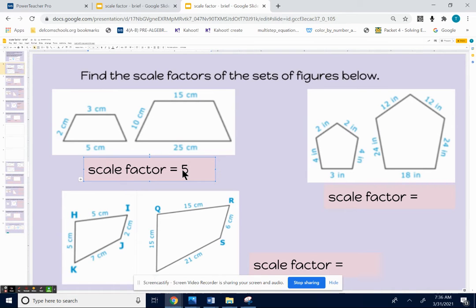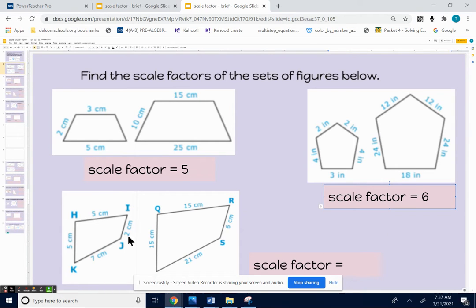Take a minute, pause the video, see if you can find the scale factor for the other two problems. Okay, the next one looks like we have two pentagons. To get from the first shape to the second shape, every corresponding side is multiplied by 6. 2 times 6 is 12, 4 times 6 is 24, 3 times 6 is 18. So the scale factor in that problem is 6.